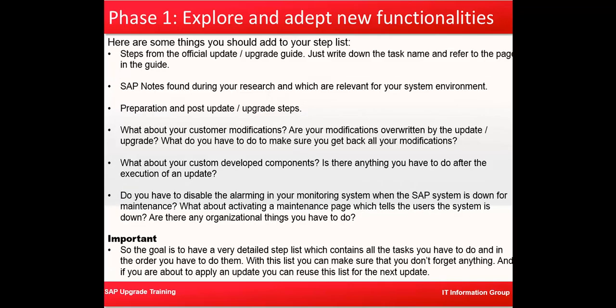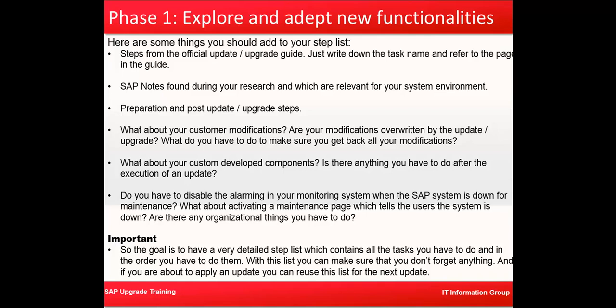So here are the things which you should add to your step list. Basically steps from your official upgrade guide. Just write down the task name and you can mention that this is from page number this in the guide. You need to list down which notes need to be applied at which phase, so during preparation and post upgrade steps.